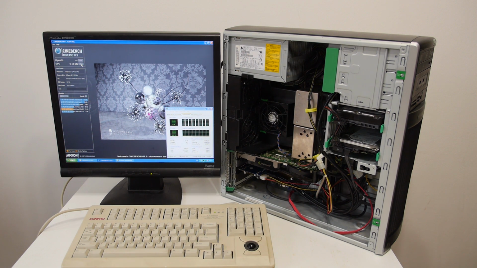So the new score is 5.19. And it beats the 4-core 8-thread Core i7 2.8 GHz and is right under the 4-core 8-thread 3.2 GHz i7. So a pretty nice score for a dumpster machine.